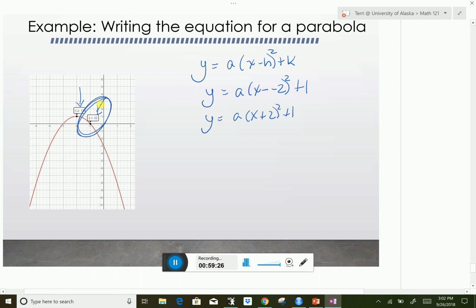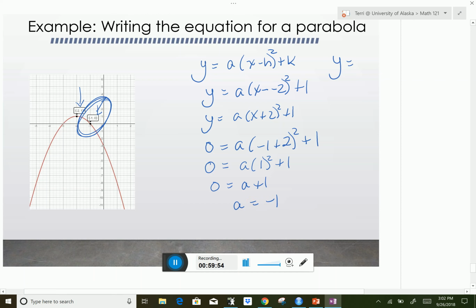So let's use this point right here. So x is -1, y is 0. So 0 equals a times (-1 plus 2) squared plus 1. So 0 equals a times 1 squared plus 1. So 0 equals a plus 1. So a must be equal to -1.